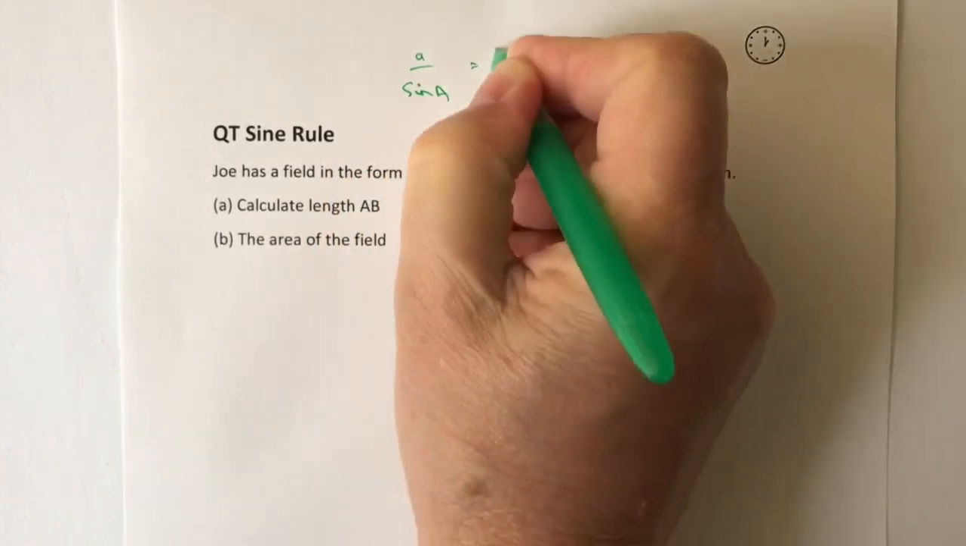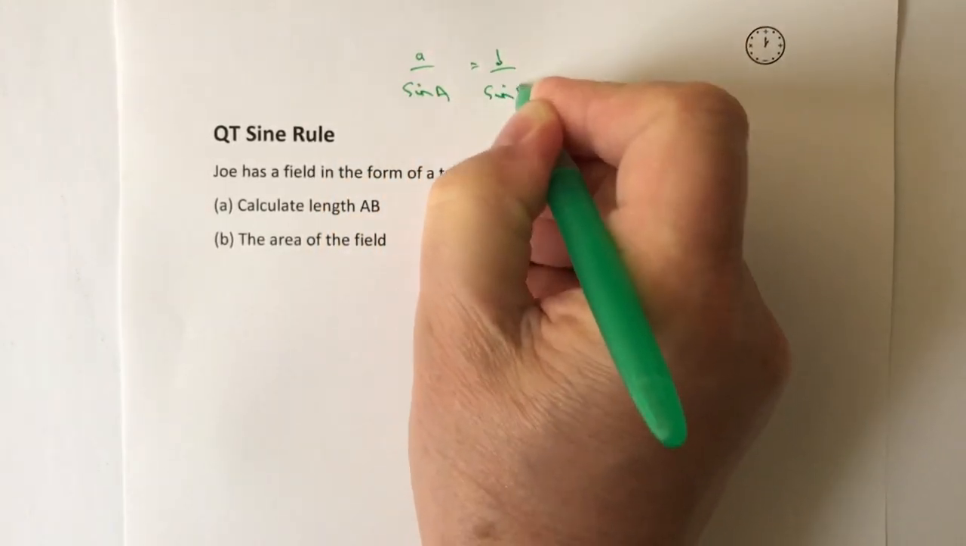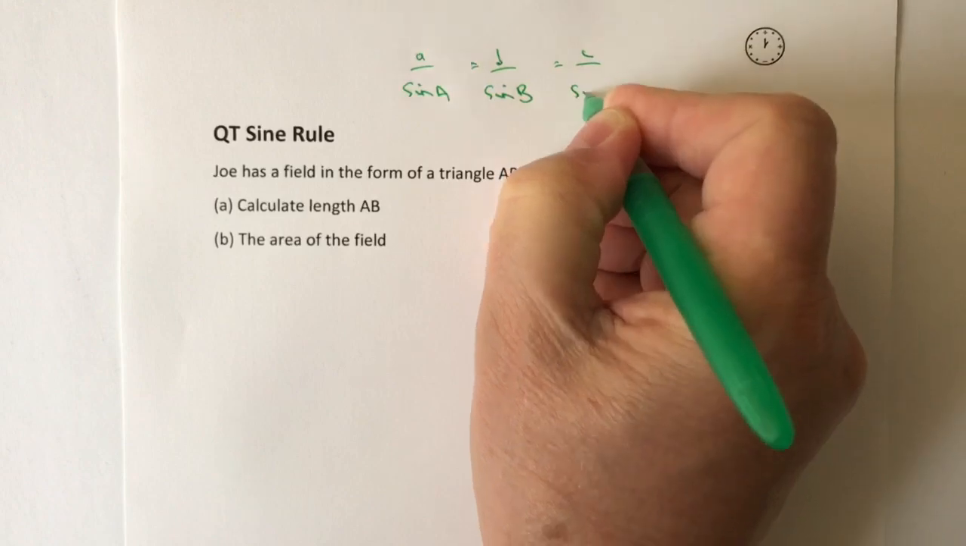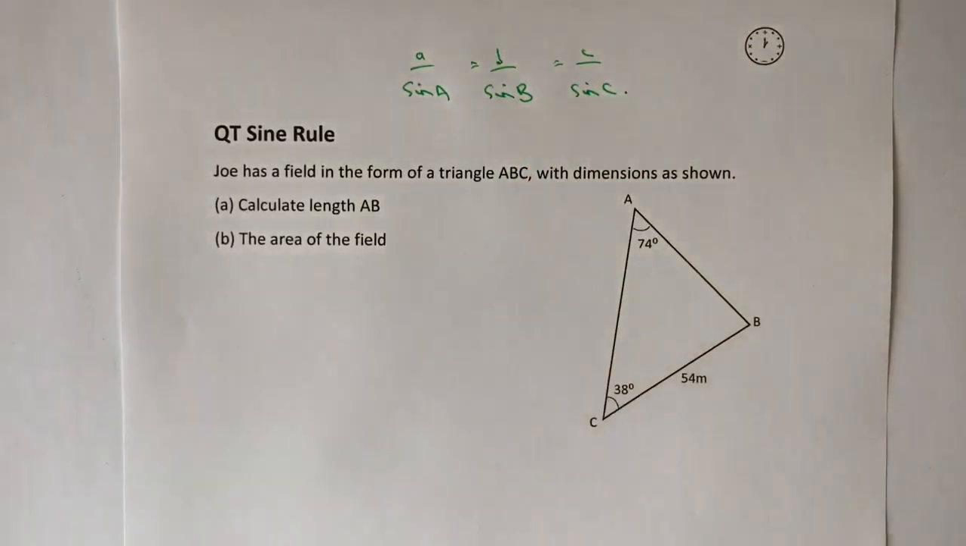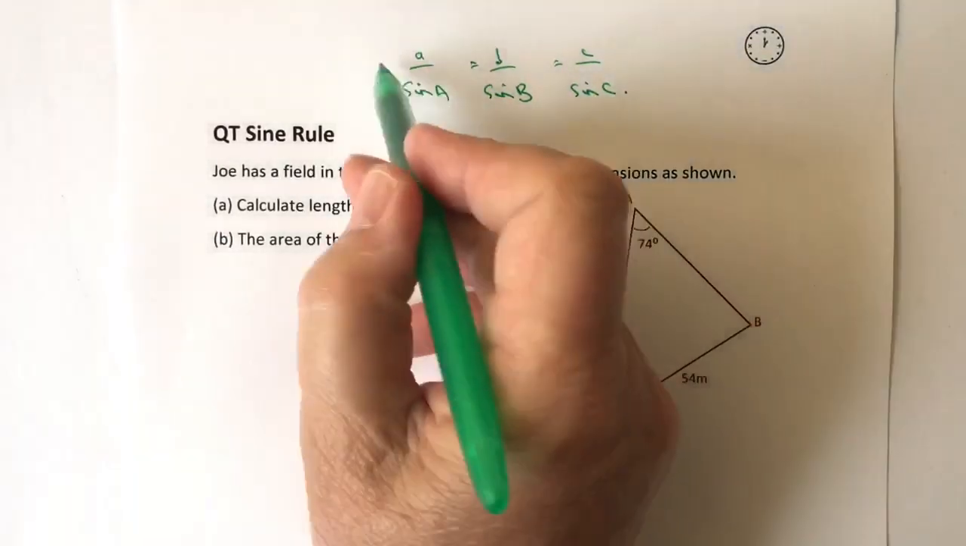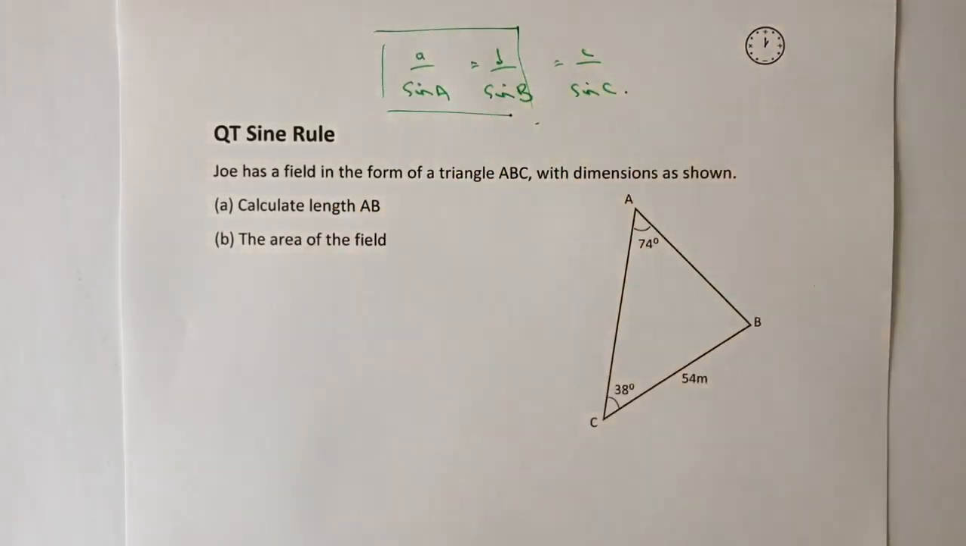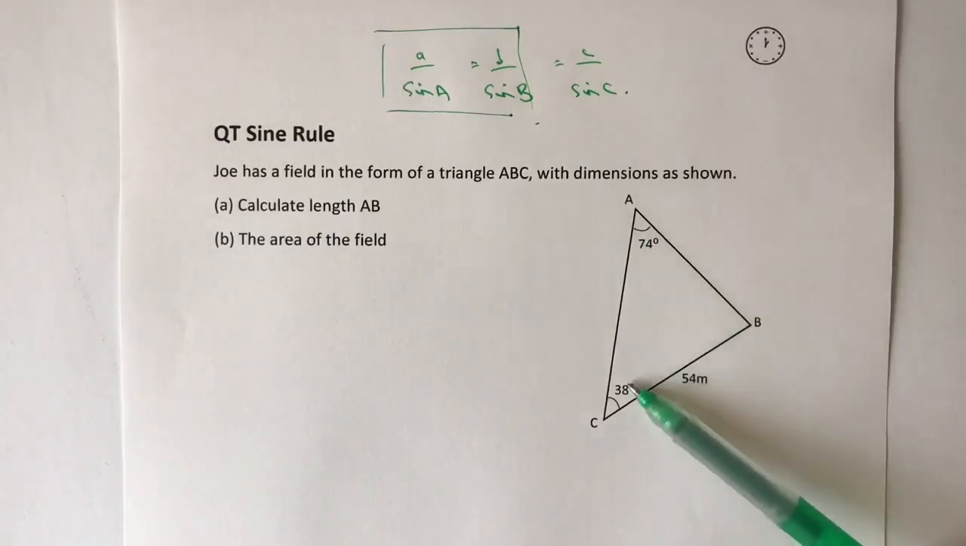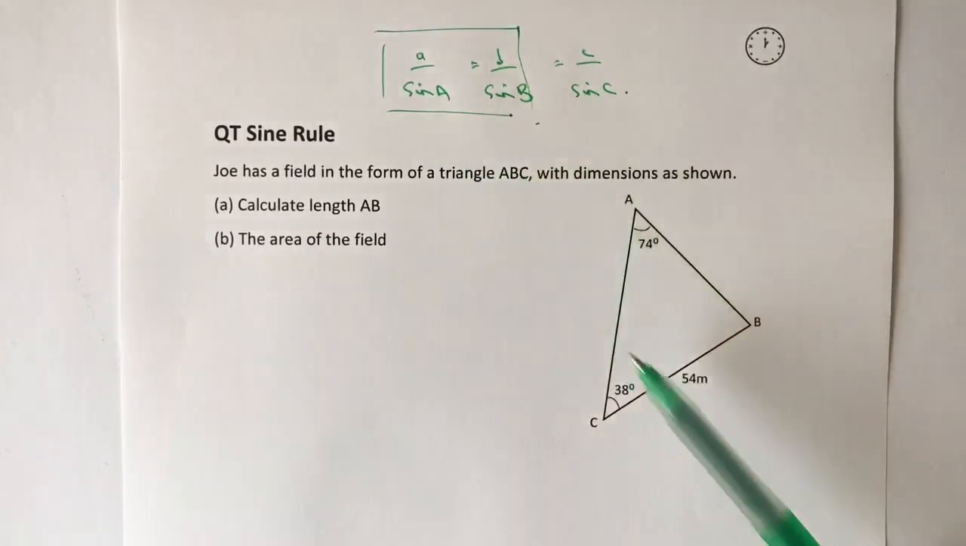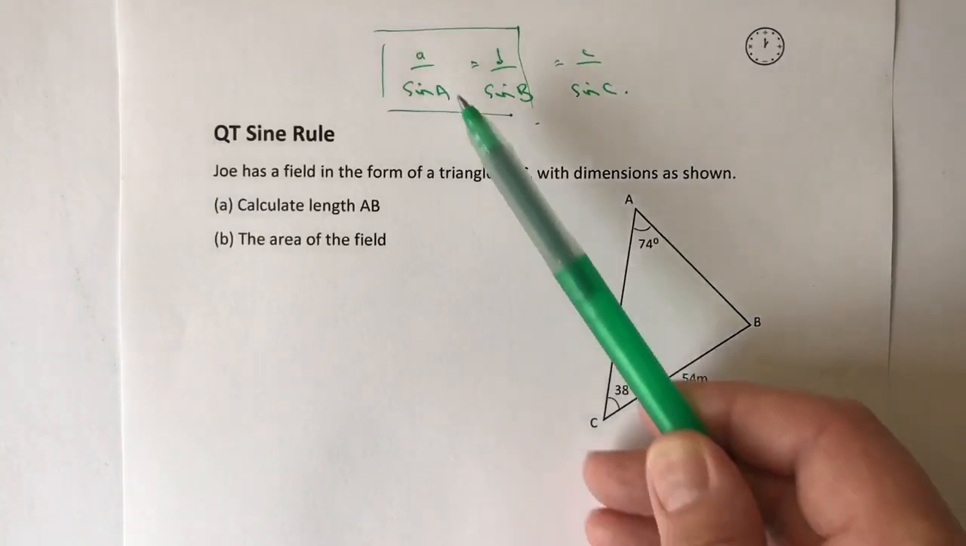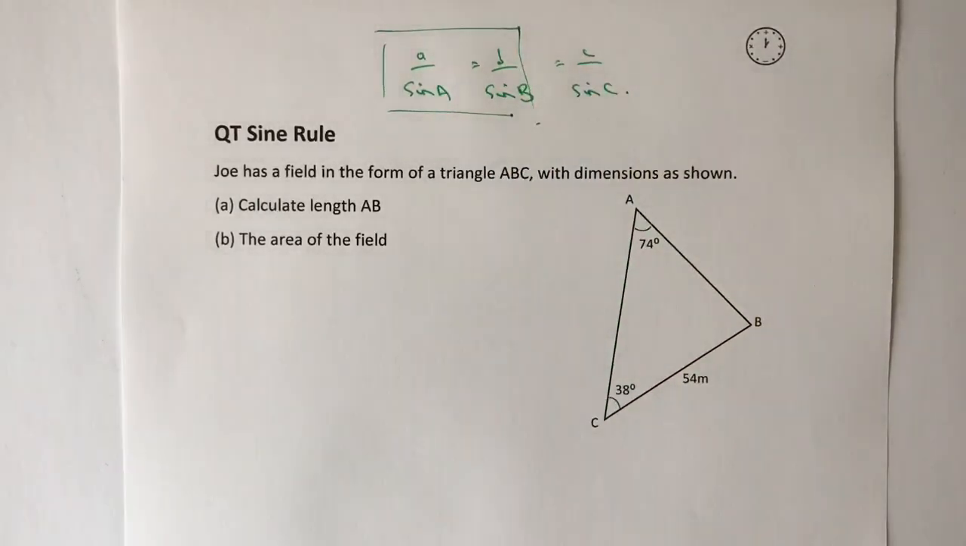Now the reason I know that it is, is because the sine rule says a over sine A equals b over sine B, which equals c over sine C. So what I can use is any four of those, and providing I know three things, which I do in this particular case. I know two angles, so I've got the sine of the angles, and I know one of the sides. Providing I know three out of four things, then I can work out the fourth thing, which in this case is the length AB.